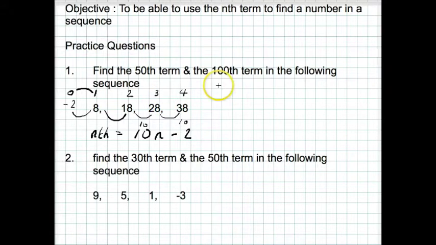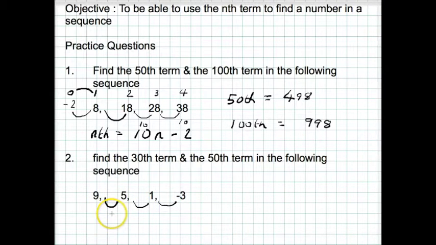So now I can use this to find my 50th term and my 100th term. So the 50th term, all I'm doing is replacing n in my formula with 50. 10 times 50 is 500, take away 2 gives me the answer 498. And then do the same with the 100th term. So this time, replace n in the formula with 100. 10 times 100 is 1,000. Take away 2 gives me 998.